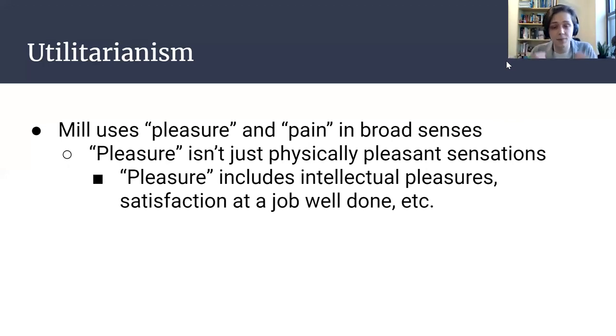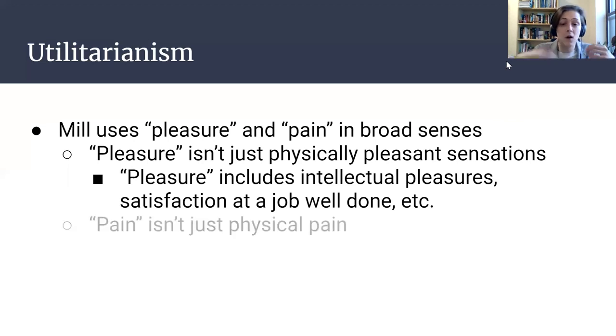And so Mill, when he says pleasure and pain, he doesn't just mean that physical pleasure and physical pain are what we should worry about. He thinks all pleasure and pain, broadly construed. And in fact, he thinks that intellectual pleasures like good music and reading a good book are more valuable and are worth more than merely physical pleasures. So this isn't just trying to get pleasant physical sensations in your brain and avoid painful physical sensations.